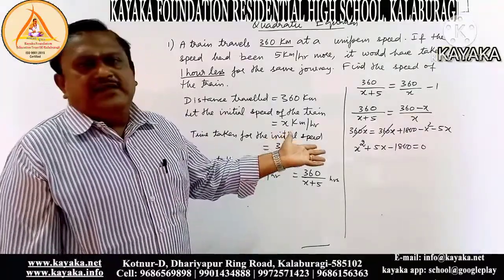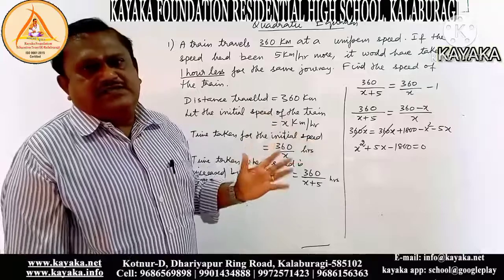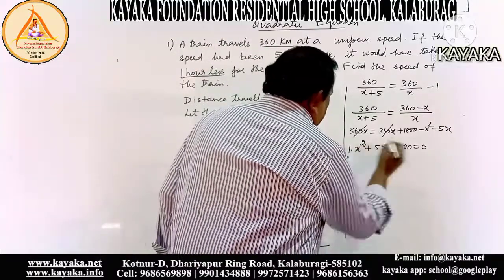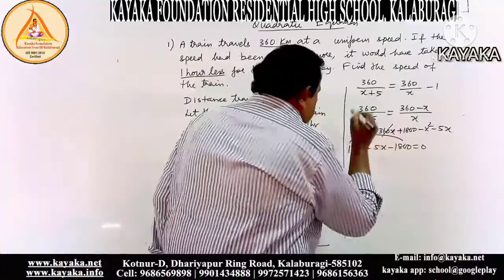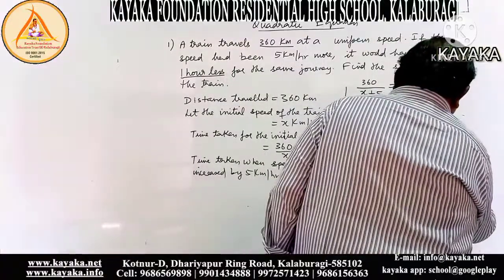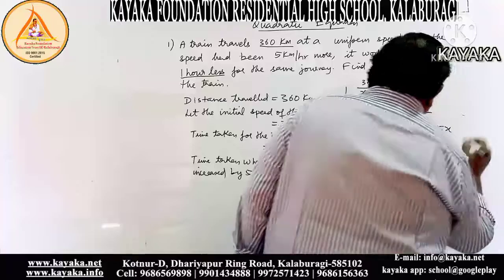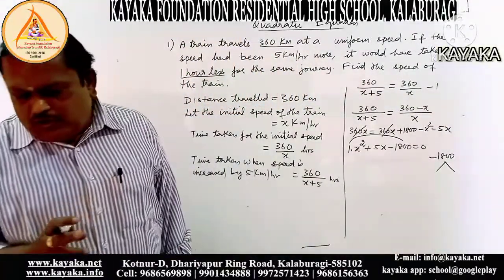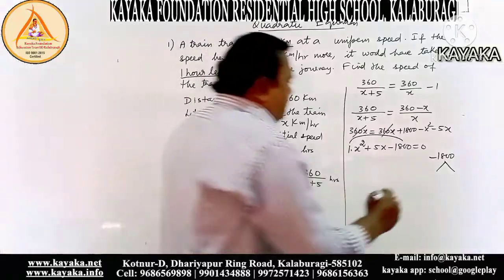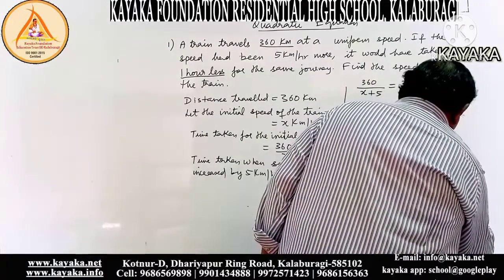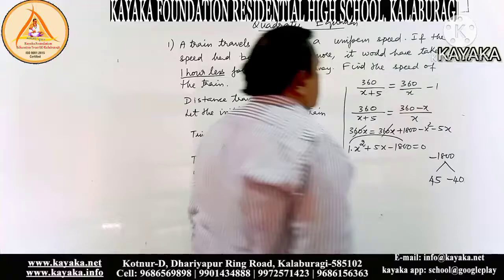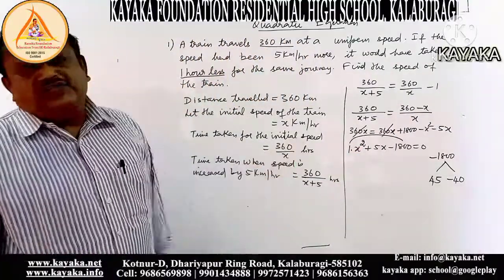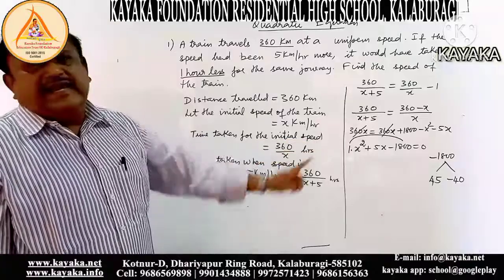Okay, now you have to find the factors for this. Therefore here the coefficient of x squared is 1. Multiply this and this, therefore you will get minus 1800. You have to find the factors. I'll give the factors. In your home you can find it afterwards. 45 and minus 40 you will get. You will get these two factors, 45 and minus 40, for this 1800.